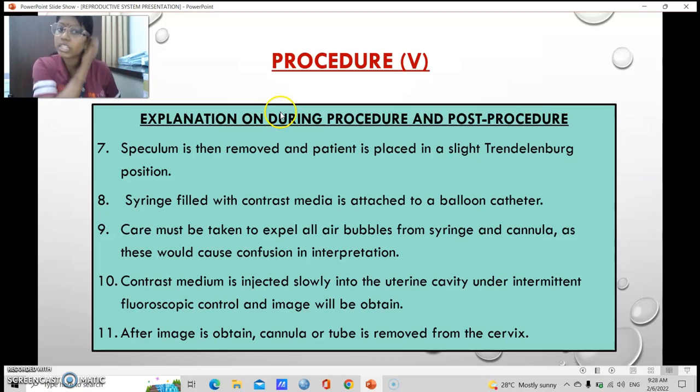Explanation on during procedure and post procedure. The speculum is then removed and the patient is placed in a slight Trendelenburg position. A syringe filled with contrast media is attached to a balloon catheter. Care must be taken to expel all air bubbles from the syringe and cannula as this would cause confusion in interpretation. Contrast medium is injected slowly into the uterine cavity under intermittent fluoroscopic control and images will be obtained. After the image is obtained, the cannula or tube is removed from the cervix.